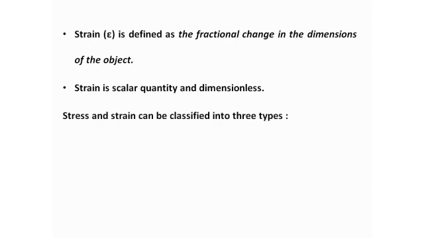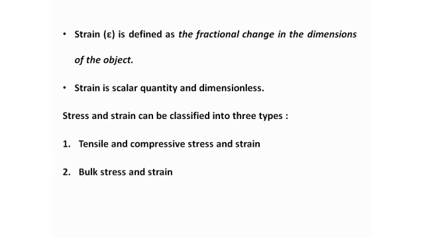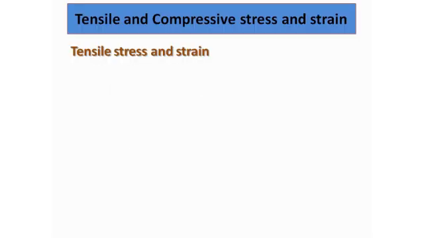So stress and strain can be classified into basically three types. The first type is tensile and compressive stress and strain. Type 2 is bulk stress and strain. Type 3 is shear stress and strain. So let's study them one after another. The first one is tensile and compressive stress and strain.